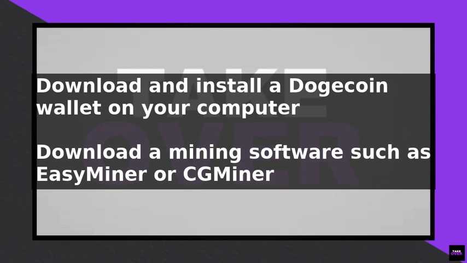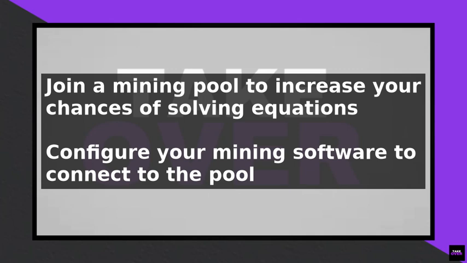There are several options available, including Easy Miner and CG Miner. These programs will allow you to connect to a mining pool and start mining for Dogecoins. After you have downloaded and installed your mining software, you will need to join a mining pool. A mining pool is a group of miners that work together to mine Dogecoins. By joining a pool, you increase your chances of solving the complex mathematical equations required to mine Dogecoins.